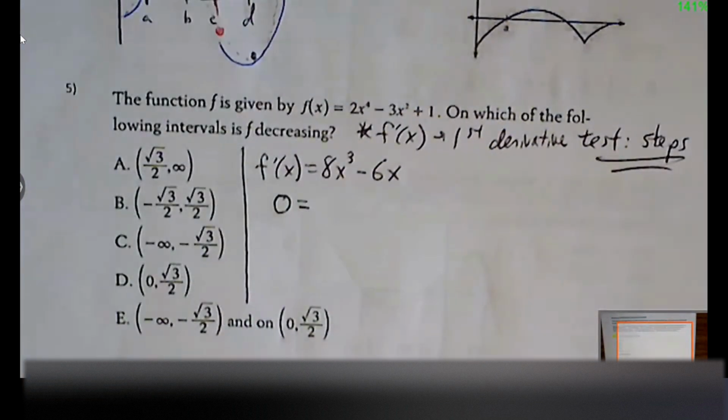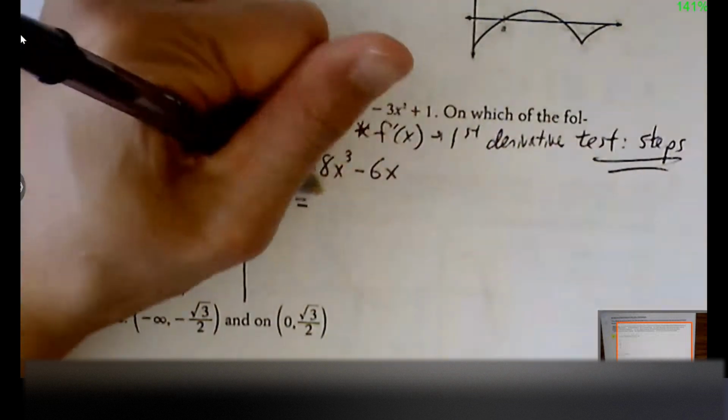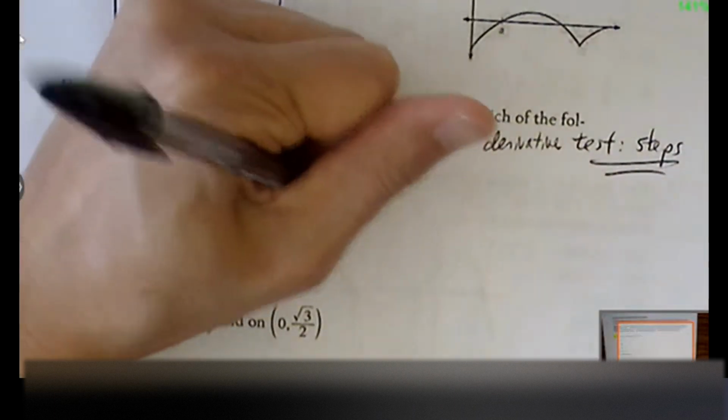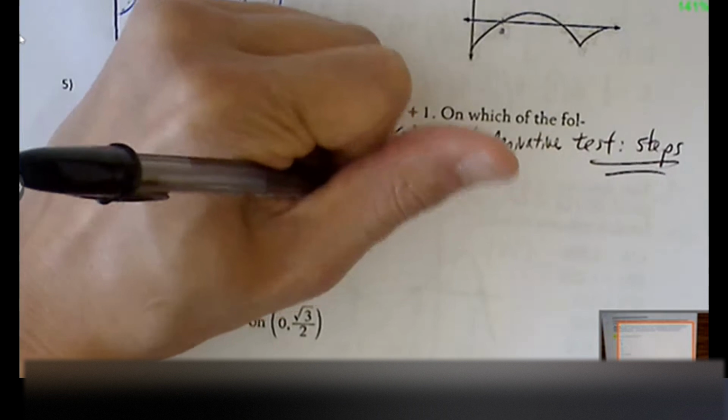Factor out what? 2x. All right, okay, so 2x gets factored out, and what remains? Good, so then we can set both parts equal to zero.